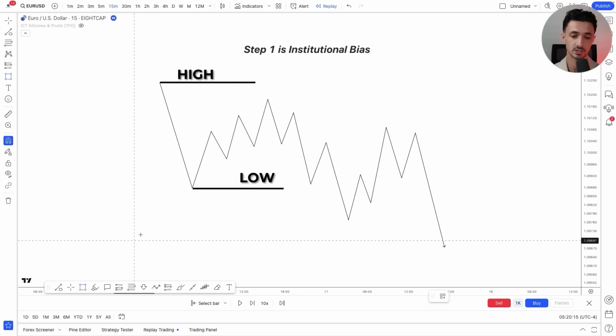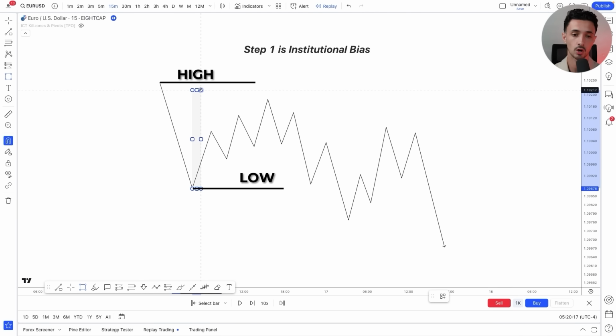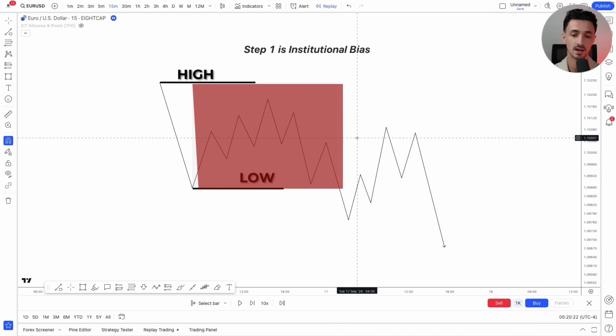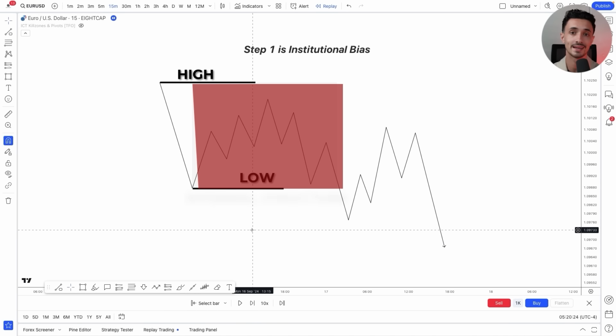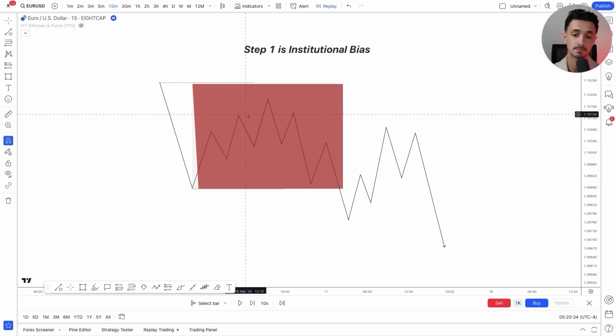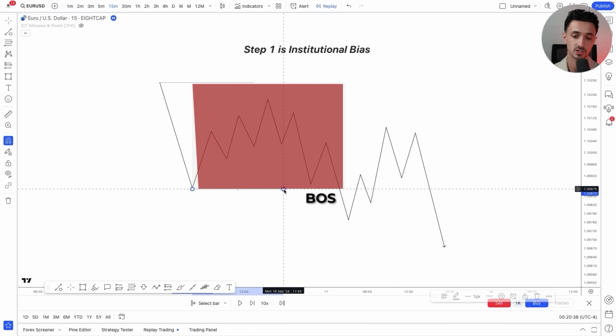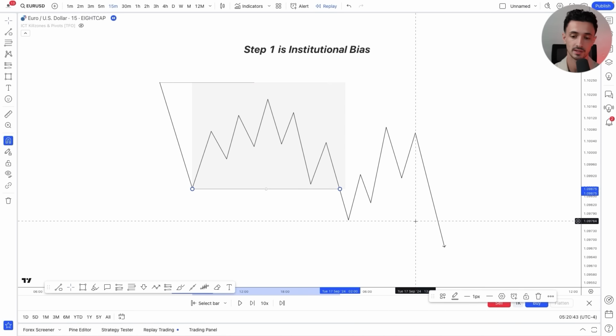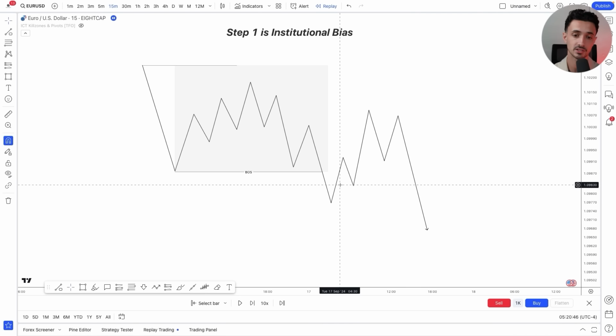So what you want to do is mark out the low up to the high like this. And anything inside of this level is what we call internal structure. We don't really care that much about internal structure. We care mostly about external structure because that is what we use as our trend. So when price breaks out of this box, like we do down here, that is a break of structure. We have now broken the previous low, right? Break of structure to the downside. So we know that we're bearish.